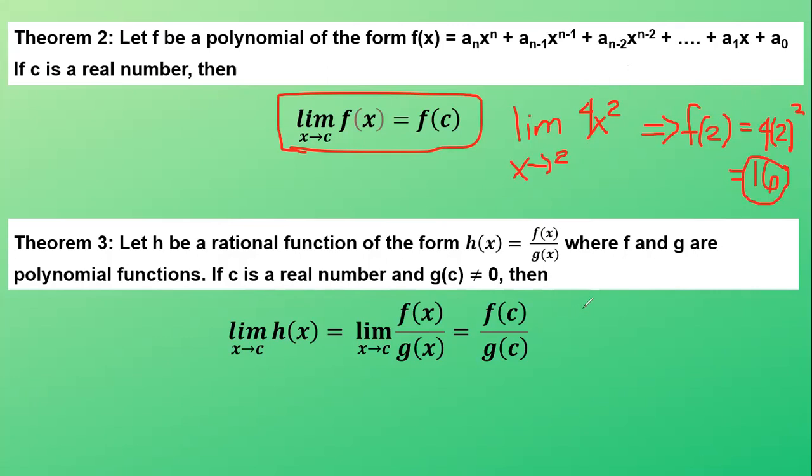Okay, for theorem 3, let's have the limit of x minus 1 over x plus 2 as x approaches 1. Okay, so we will just be substituting 1 sa ating x. So f of 1, that will be equal to 1 minus 1 over 1 plus 2. Okay, so that will give us 0 over 3. Okay, so pwede yan. 0 divide 3 is still 0. So thus, the limit of x minus 1 over x plus 2 as x approaches 1 is equal to 0.